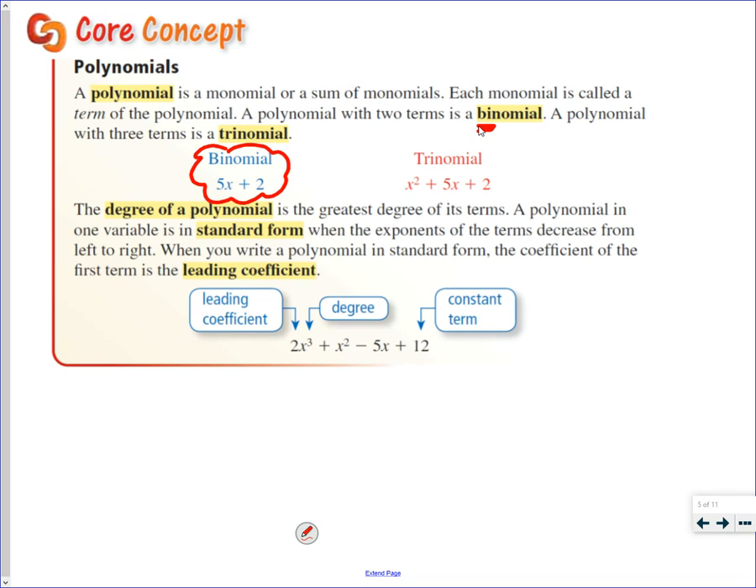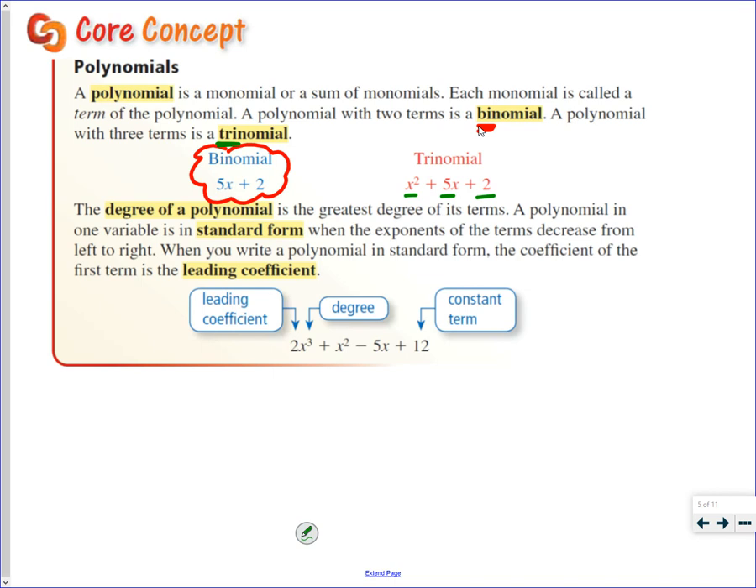A trinomial, use a different color so it doesn't run together there. Trinomial starts with tri, that's 3. So I've got 1, 2, 3 terms in this trinomial. Some of the problems that we're going to go through in the examples are going to ask, what kind of a polynomial is it? Monomial, binomial, trinomial. Count how many things are getting added together.